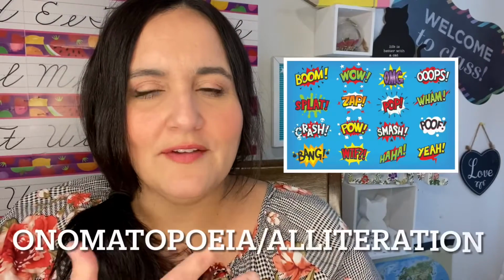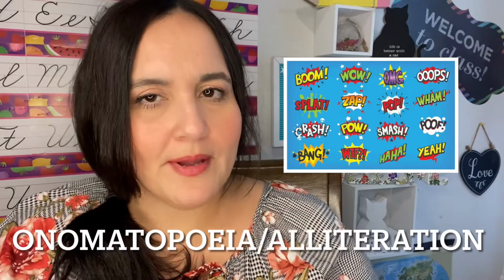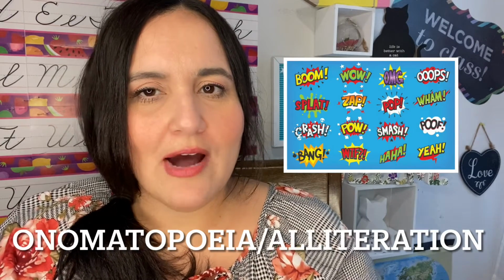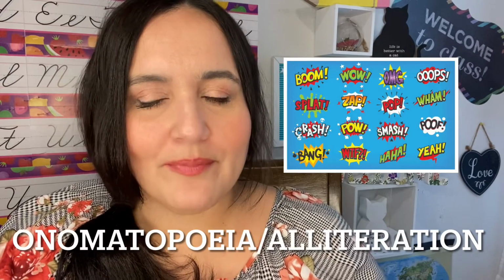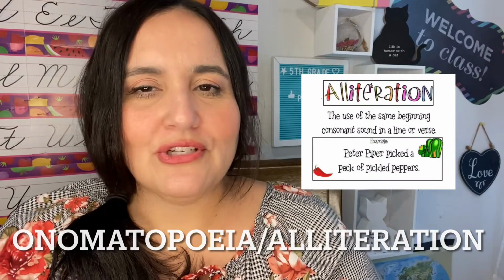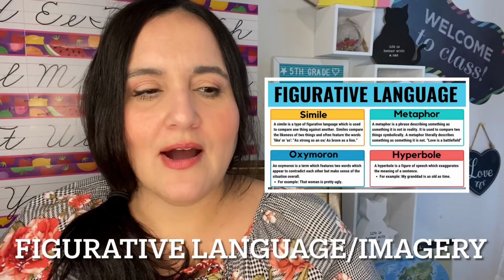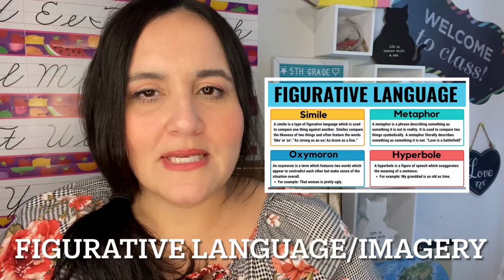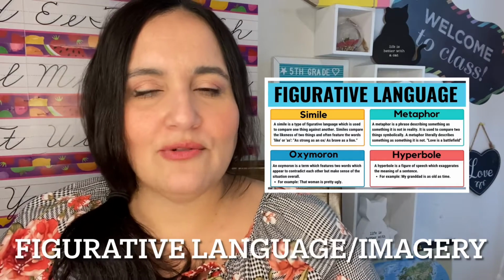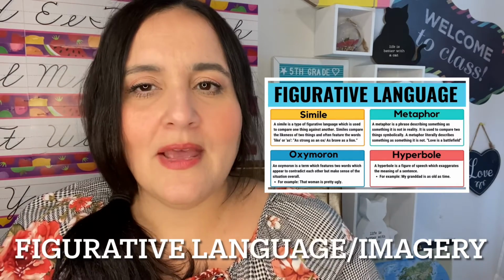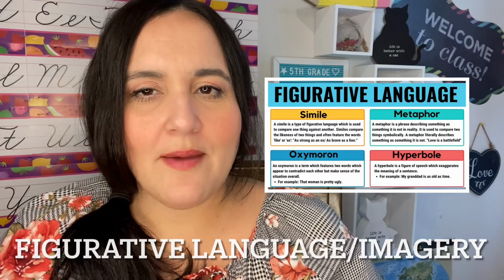Then you can increase the difficulty by adding onomatopoeia and explaining to the children how it is used in a poem, and then you can include alliteration as well. The final part you teach is figurative language and imagery, which includes language that is appealing to the senses. When it comes to figurative language, you have to teach them what a simile, metaphor, personification, hyperbole, and so on are.